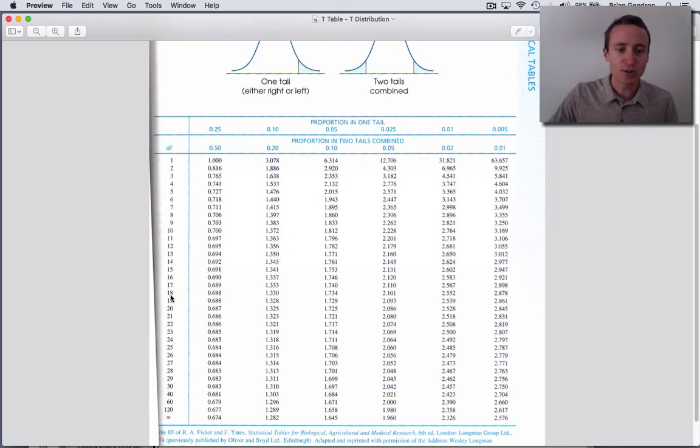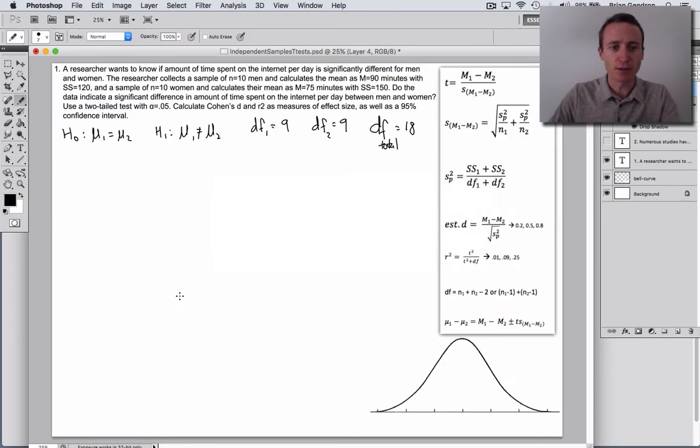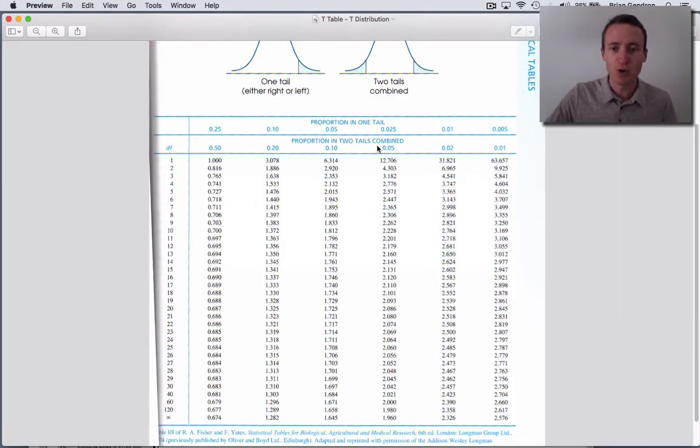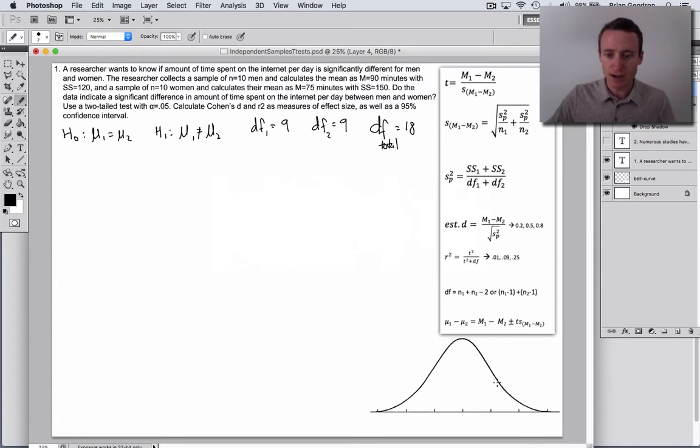So here's 18 degrees of freedom. And we're doing alpha of 0.05, which is two tails, and that's this column right here. So scroll down to where you see 18 and match this alpha level. It looks like the critical value of t is 2.101. That's 2.101 over here, but it's negative 2.101 down here since we're doing a two-tailed test.